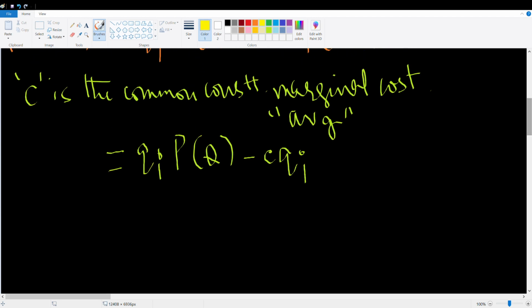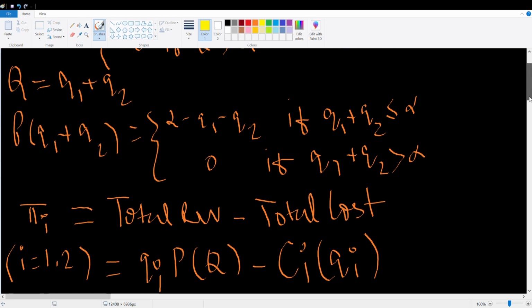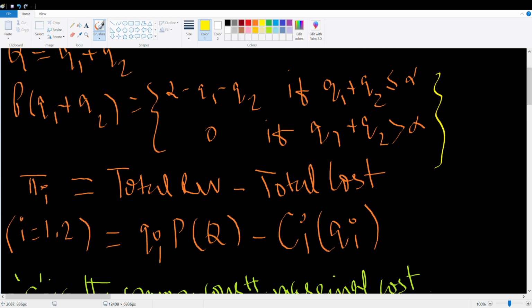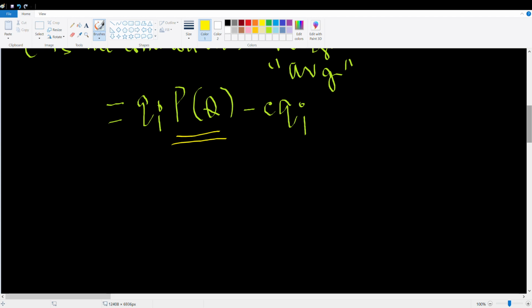Now note that the profit function involves a term P(Q), and P(Q), as we had discussed before, is a piecewise function. That is, for certain values of Q it has different forms. So since P(Q) is a piecewise function, the profit function pi_i incorporating P(Q) will also be a piecewise function. So how will we write this?